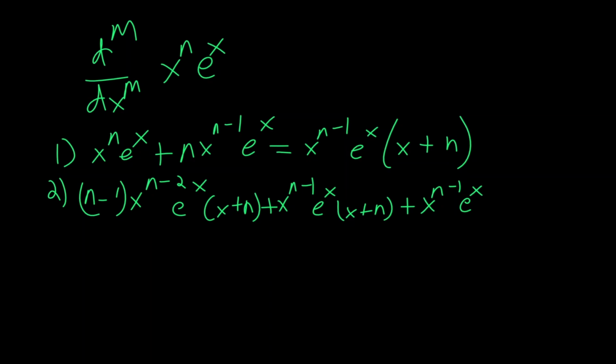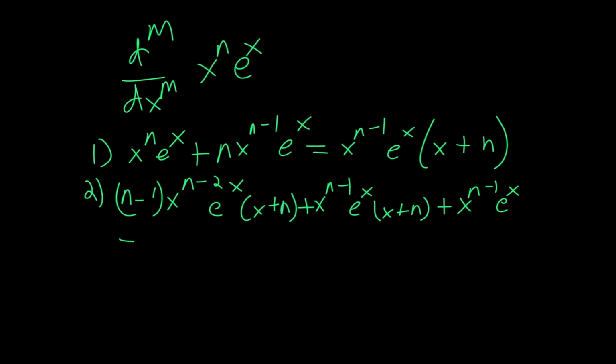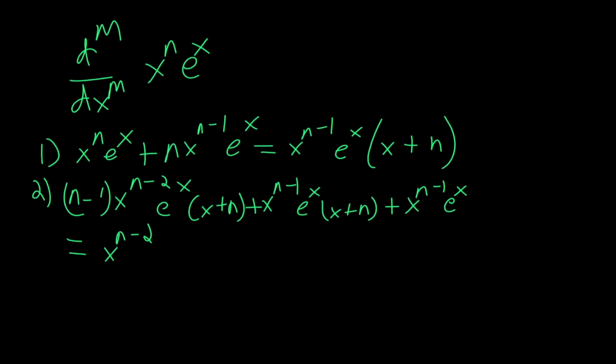And let's go ahead and factor out an e to the x times x to the n minus 2, and let's see what we get there. So this is all equal to x to the n minus 2 times e to the x.